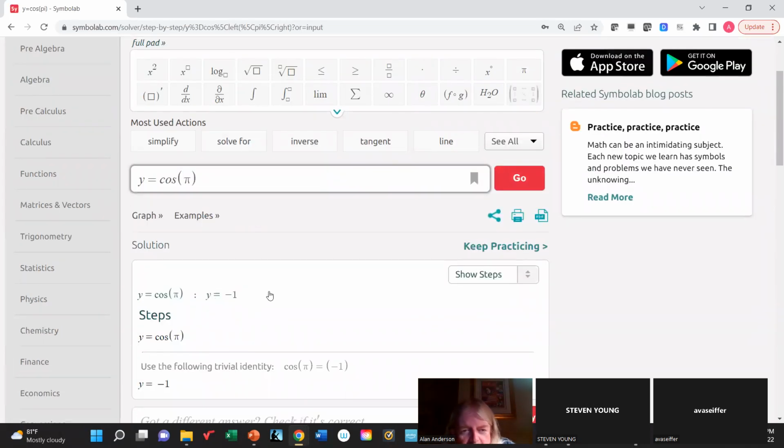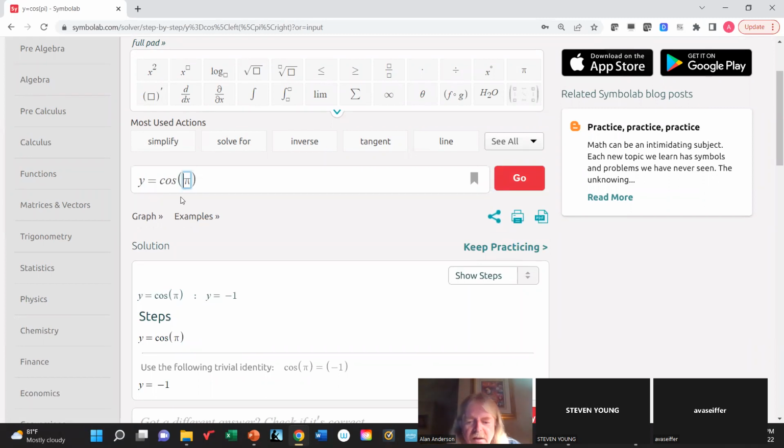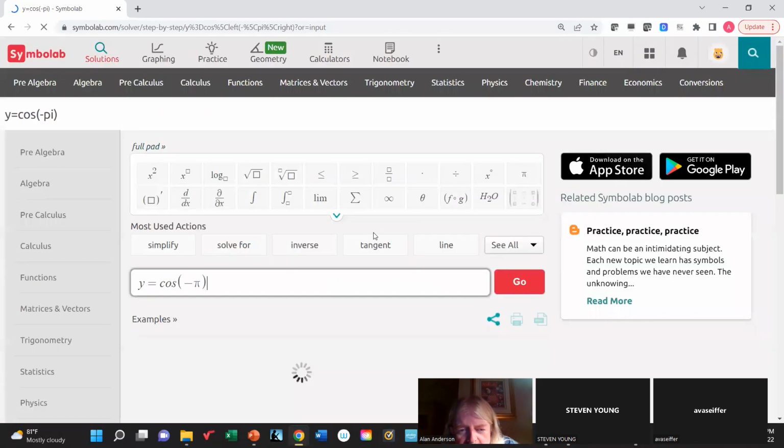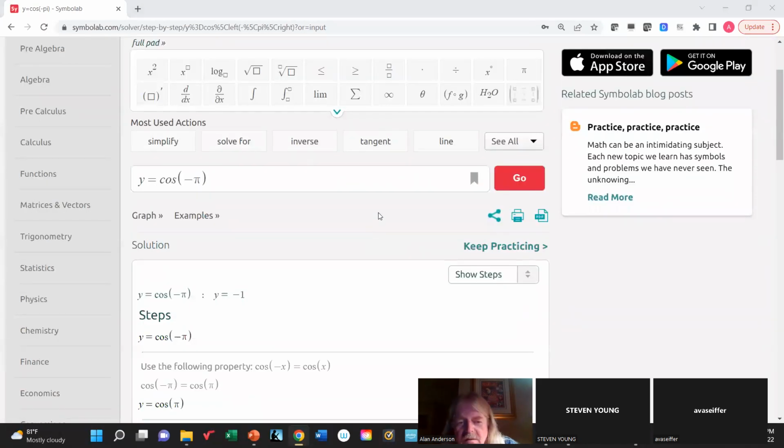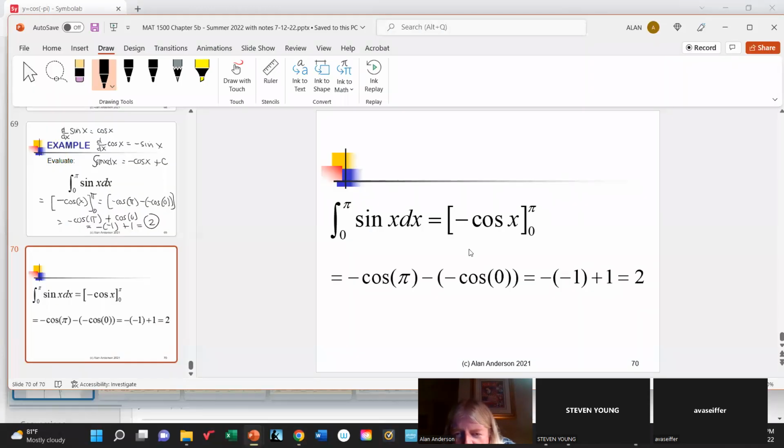So yeah, -1 for pi. The cosine of negative pi is -1. Okay, so when you plug in all those numbers, ultimately you'll end up with a 2. Okay, now here's going to be the fun part.